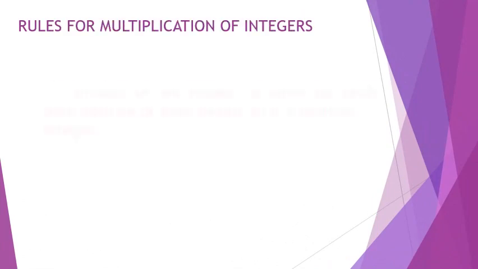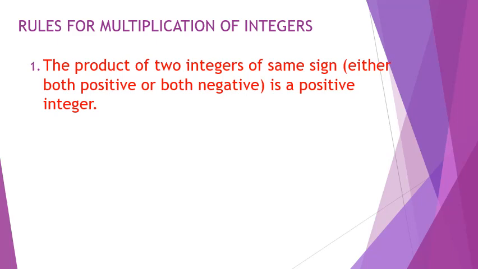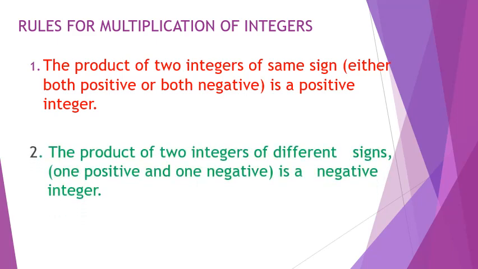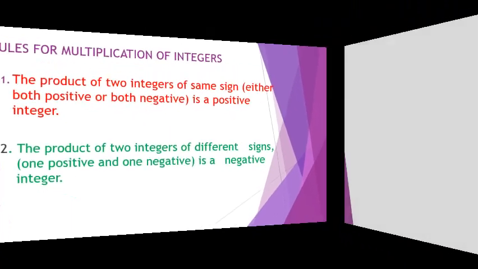Rules for multiplication of integers. The product of two integers of the same sign is a positive integer. That is, if we multiply either both positive numbers or both negative numbers, the answer is positive only. The product of two integers of different signs is a negative integer. That is, if we multiply a positive and a negative integer, the result is a negative integer.